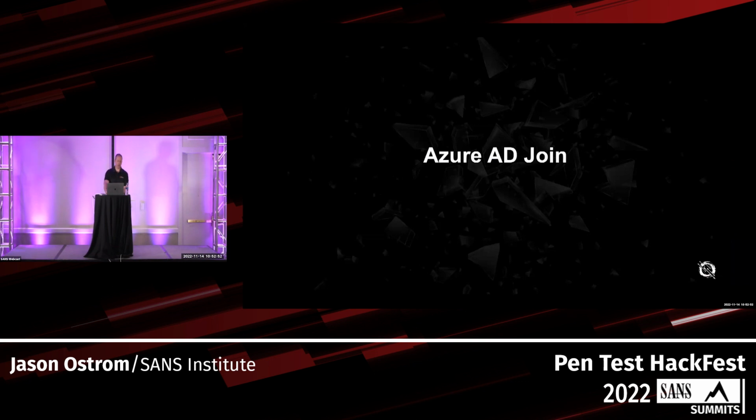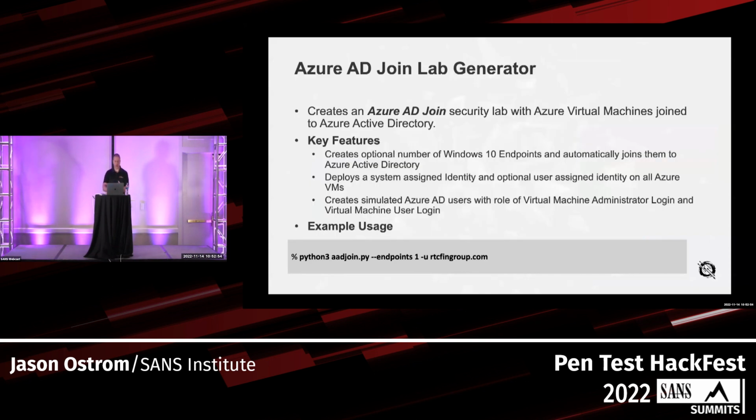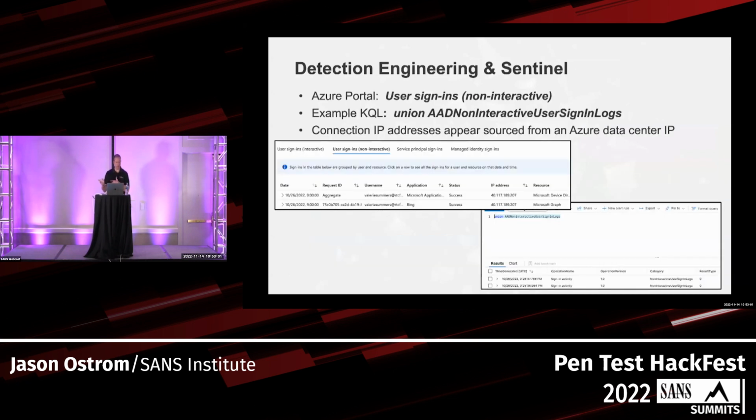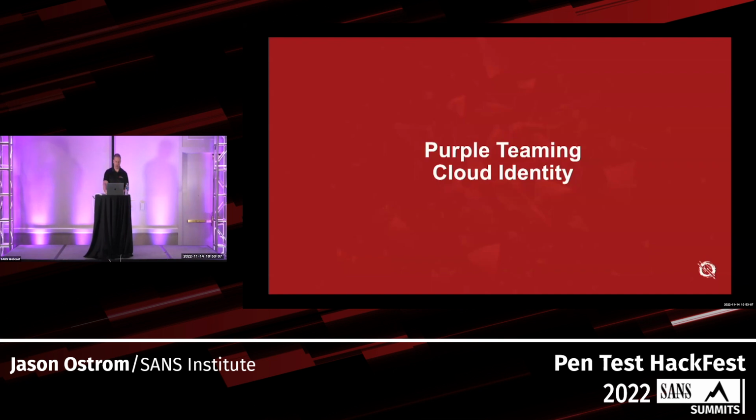So Azure AD join is the final generator, and it'll generate Windows 10 endpoints that are joined to Active Directory. And you can do a lot of research around PRT, primary refresh tokens, Intune, and some of the attacks with Azure Active Directory users that are able to log into VMs.